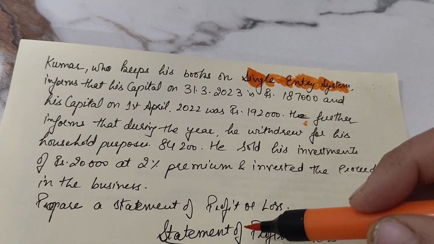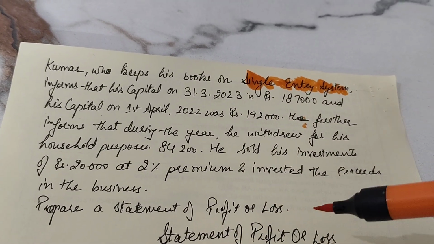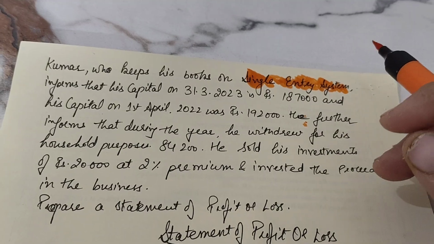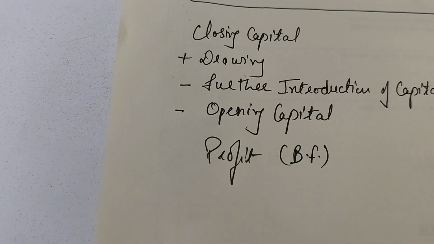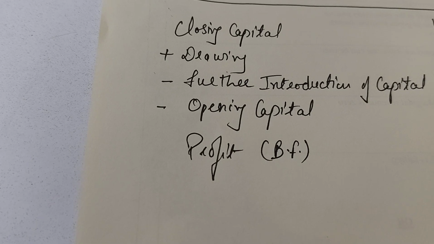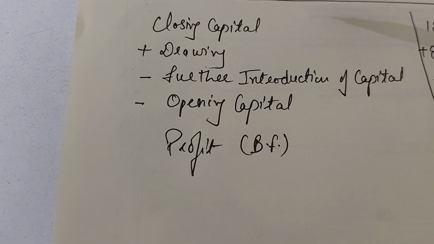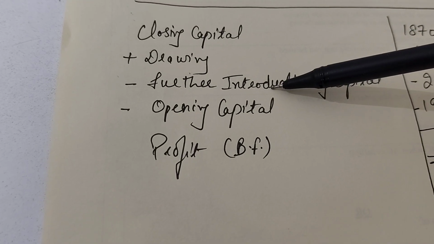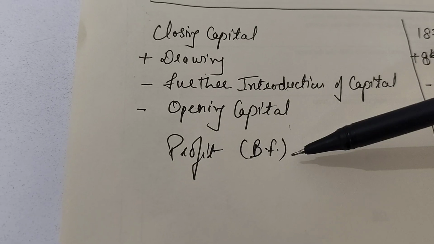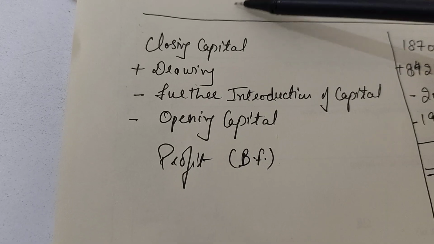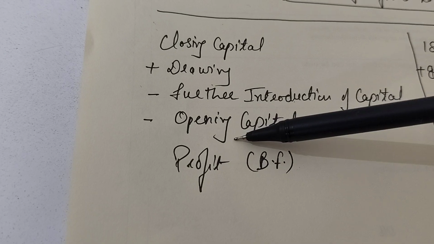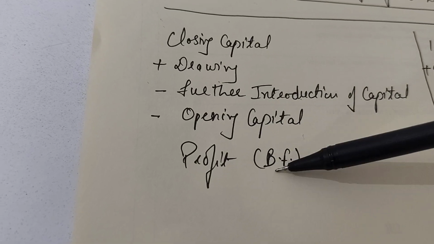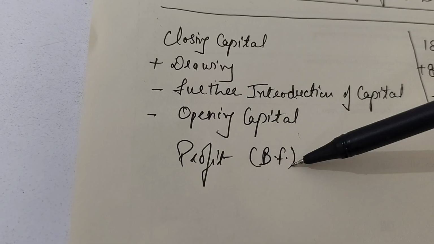For preparing the statement of profit or loss here, we follow a particular formula. What formula is that? Closing capital plus drawings less further introduction of capital less opening capital will give you the profit. But how did this formula actually come about? Do we need to cram it? No, actually, you don't need to cram it.